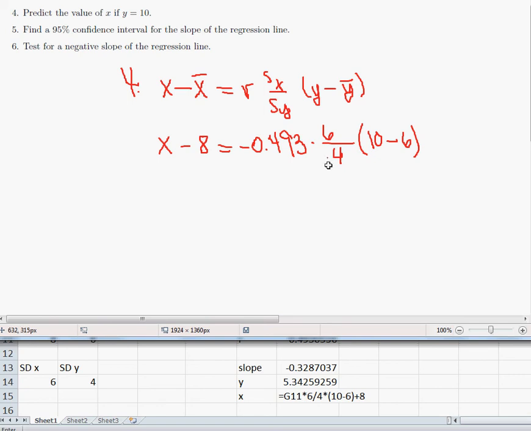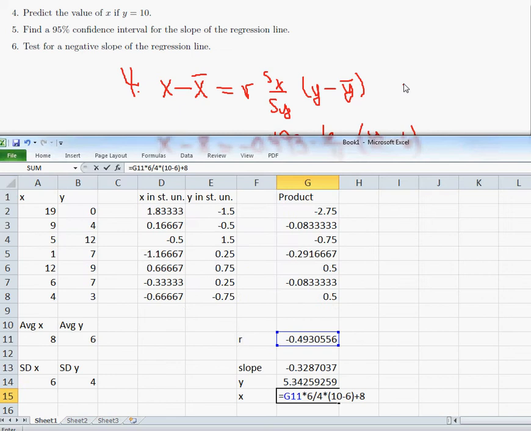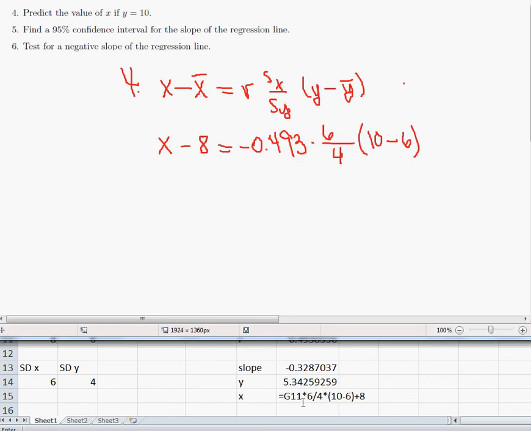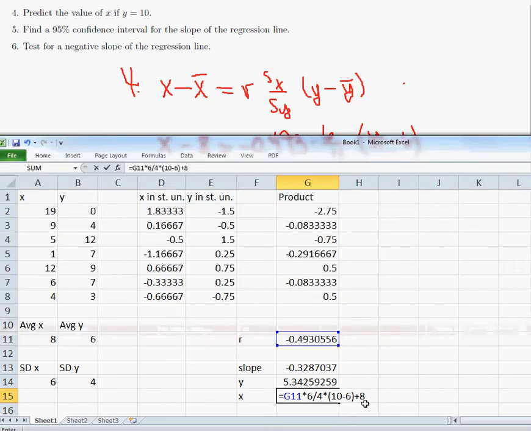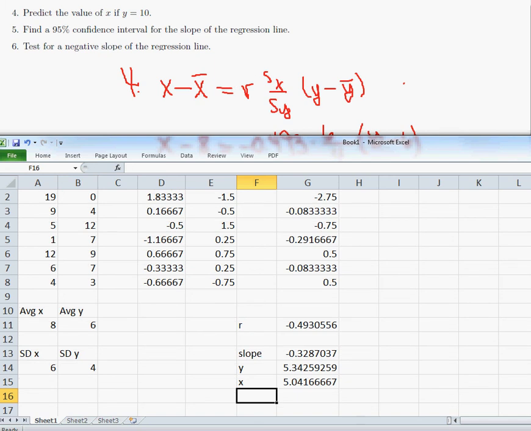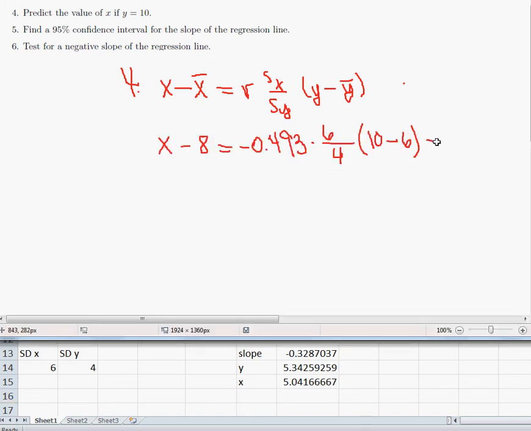Okay, so x minus x bar is equal to r times s sub x over s sub y, y minus y bar. The average of x is 8, the average of y is 6. So plugging into the equation here, we get the predicted x value to be 5.041. And so that's the predicted value of x given y. And again, I had to use this new regression line because of the way the question was phrased.